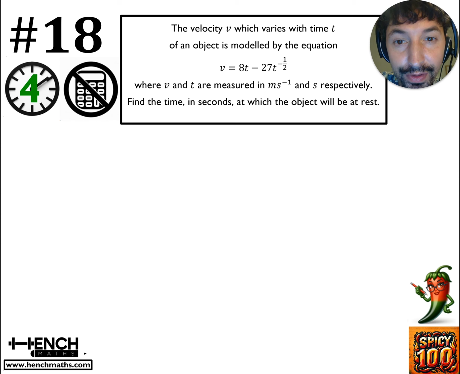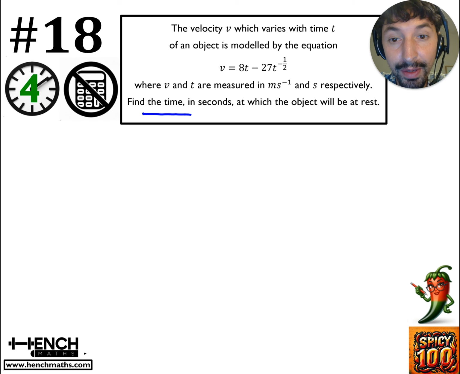So we have an equation for the velocity in terms of time. Velocity is very similar to speed. Velocity is the vector version of speed. Speed is scalar, it doesn't have direction, but velocity has direction. They are very similar, measured in meters per second. The key thing is we're trying to find the time at which the object is at rest.